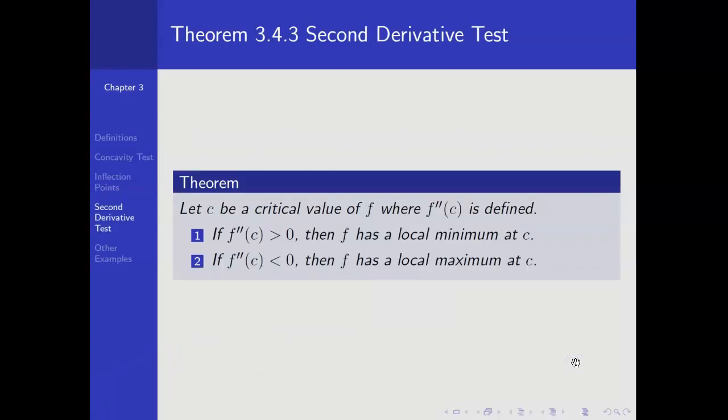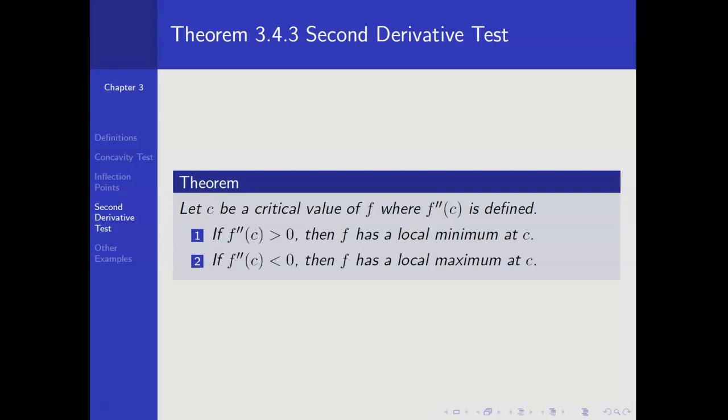All right, now we are ready for the second derivative test. Now the second derivative test isn't telling us about concavity. That's the concavity test. That was an earlier theorem. But the second derivative test tells us about critical points and whether we get a local max or local min.